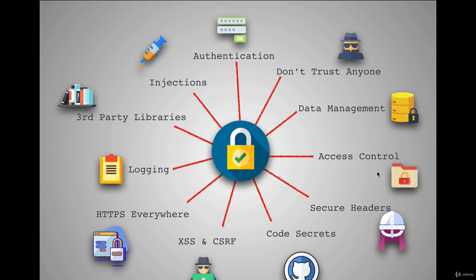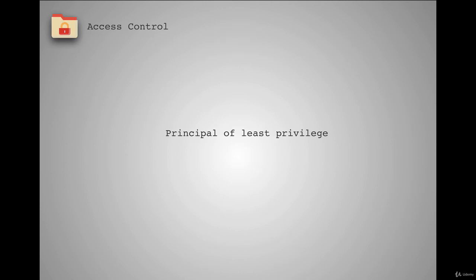Now, with access control, the main idea is this principle of least privilege. And you're going to hear this everywhere. Always give the least amount of privilege possible. Give only enough that people can do their work.